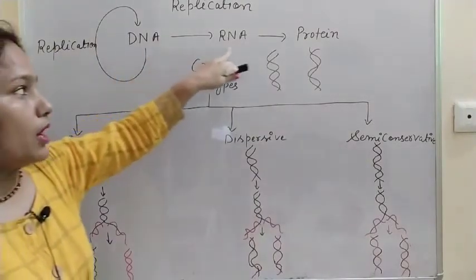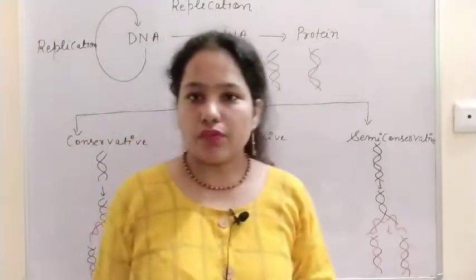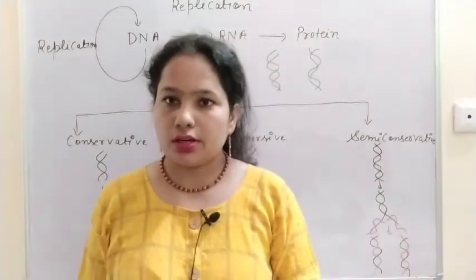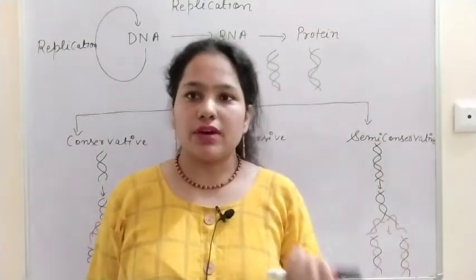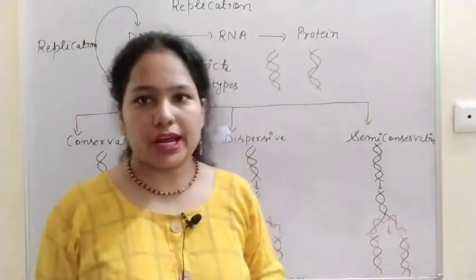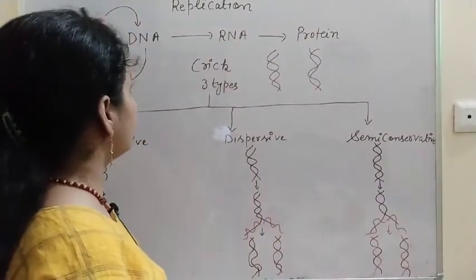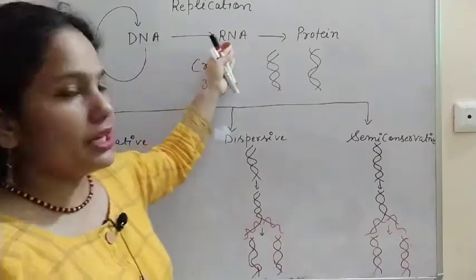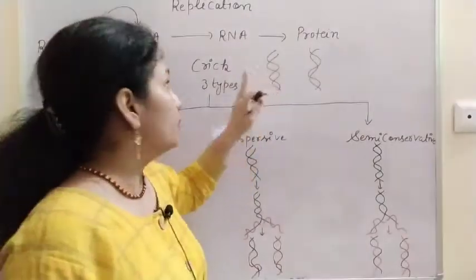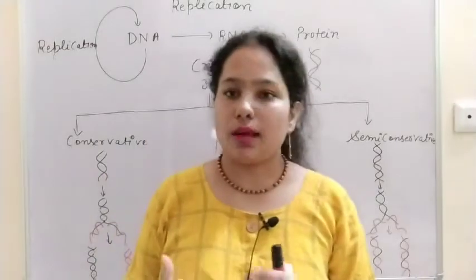This central dogma was given by Crick. The double helical structure of DNA was given by the two scientists Watson and Crick, but the central dogma was given by Crick. And what is central dogma? You are aware of the formation of DNA from DNA, then DNA to RNA, and RNA to protein. This is the central dogma. But we have to discuss the replication, especially the DNA replication.